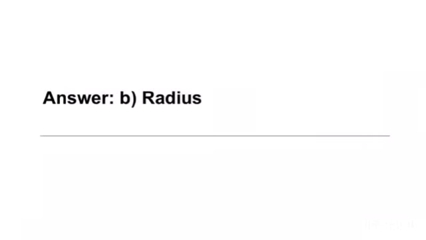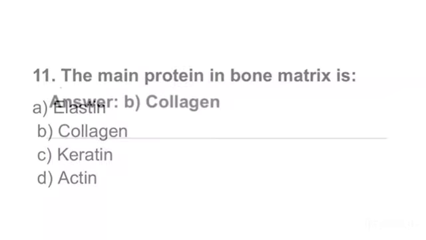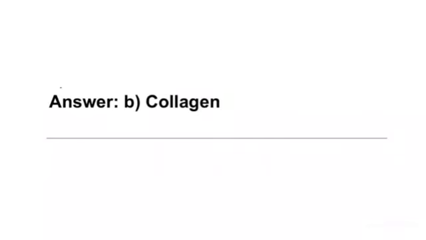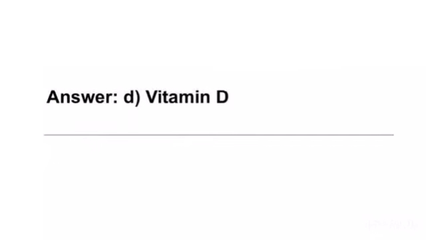Radius. 11. The main protein in bone matrix is A. Elastin. B. Collagen. C. Keratin. D. Actin. Answer: B. Collagen. 12. Which vitamin is essential for calcium absorption? A. Vitamin A. B. Vitamin B12. C. Vitamin C. D. Vitamin D. Answer: D. Vitamin D.